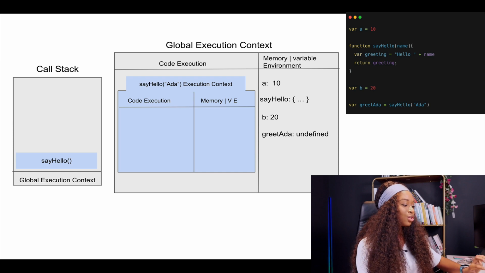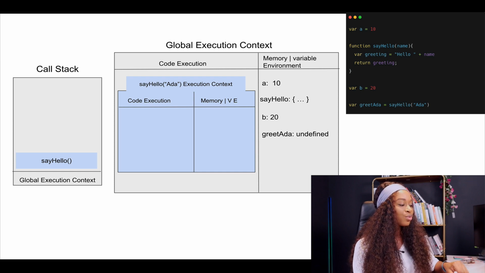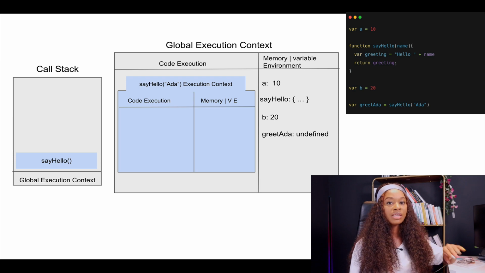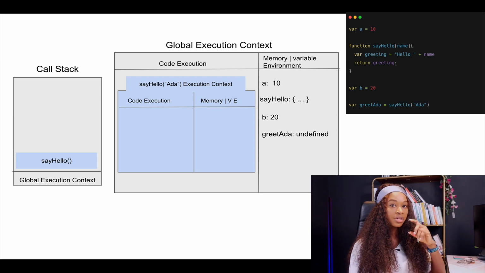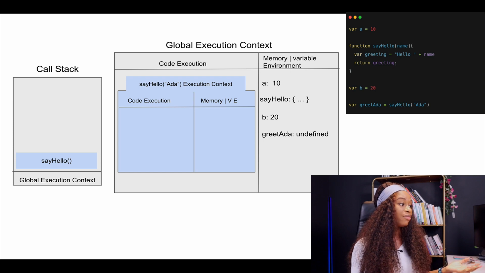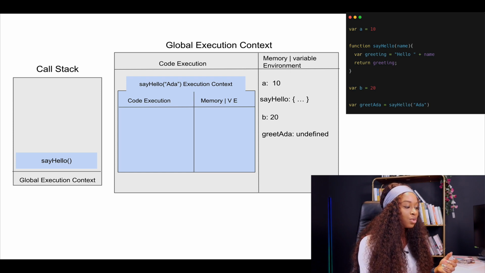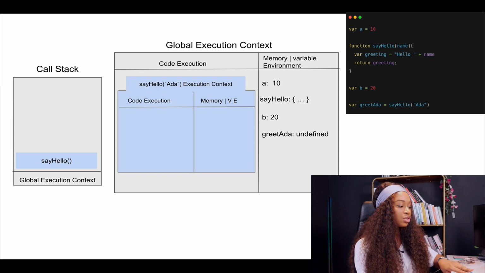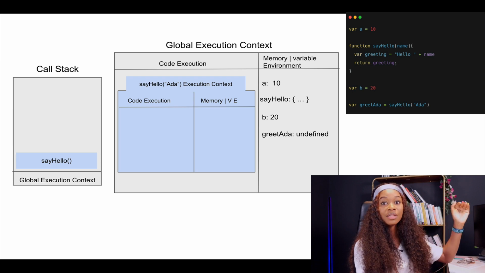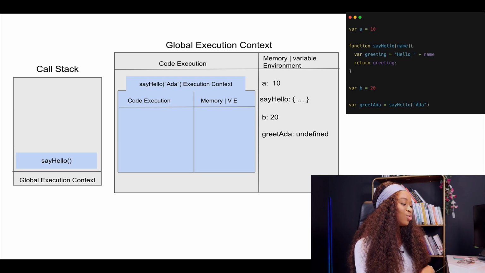So our local execution context here also has a memory, also known as its variable environment, where its declarations will get stored. If it has any function declarations or variable declarations, they'll get stored in its memory here, and that's what this section on the right is for. And then on the left here is where the thread of execution will execute the code in this function.